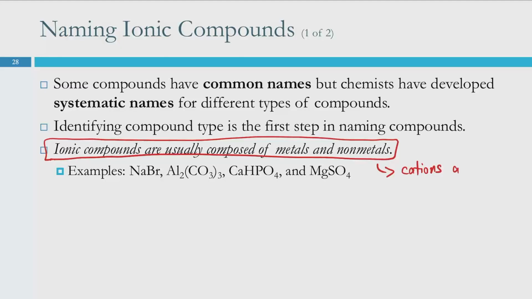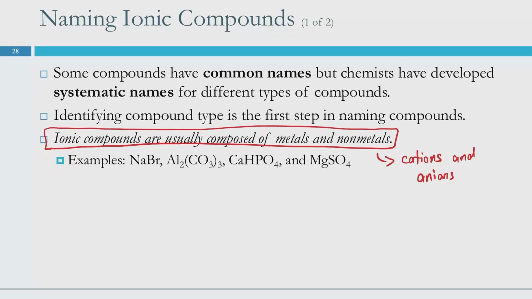Cations and anions. That's a little bit more general, a little bit more broad, so it includes that ammonium that was mentioned briefly earlier, NH4+. And this is some examples of what those would look like. We've got sodium, that's a metal. We've got aluminum, that's a metal. We've got calcium, that's a metal. We've got magnesium, that's a metal. So we see a metal, chances are good that we are working with an ionic compound.